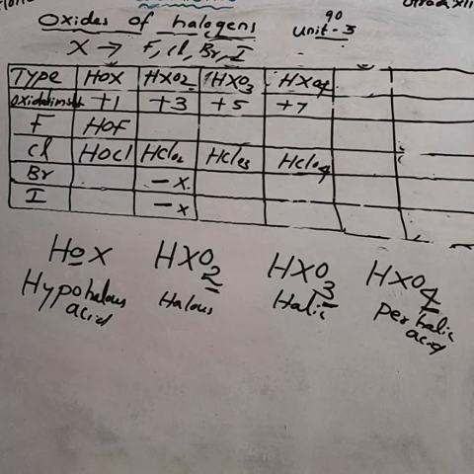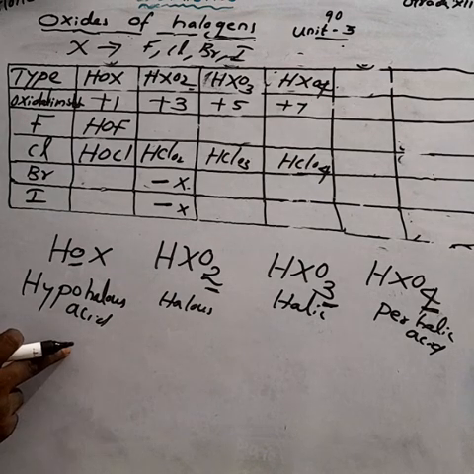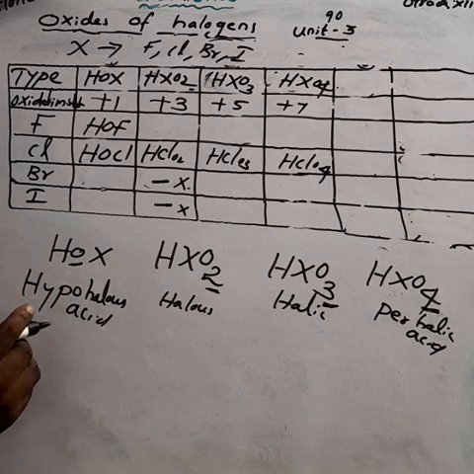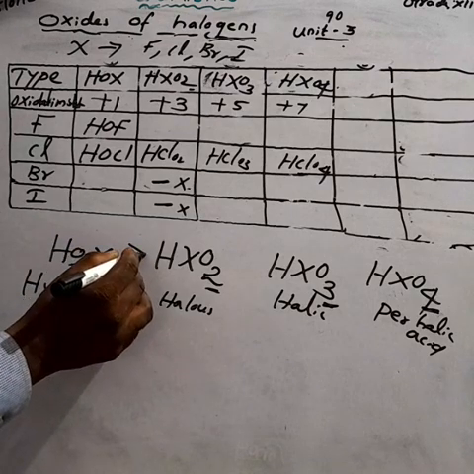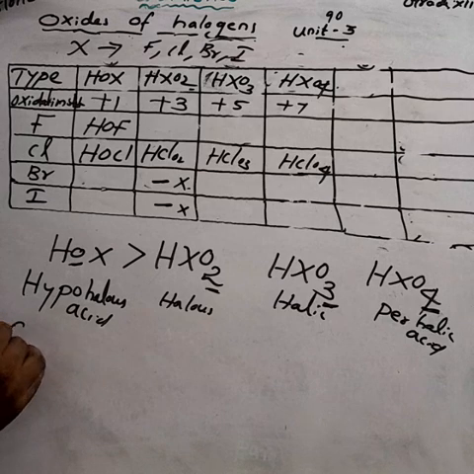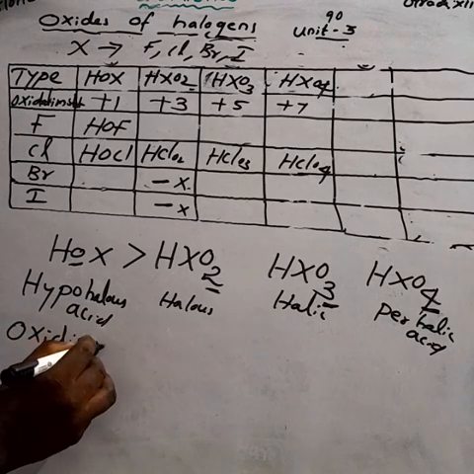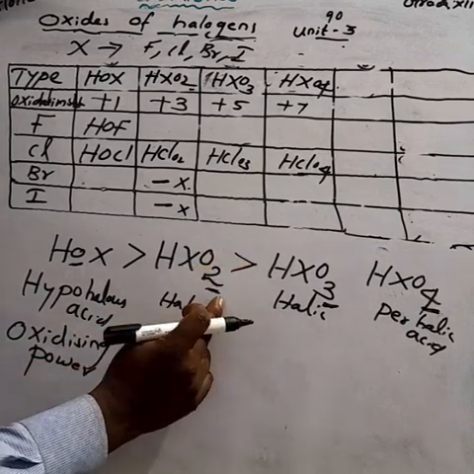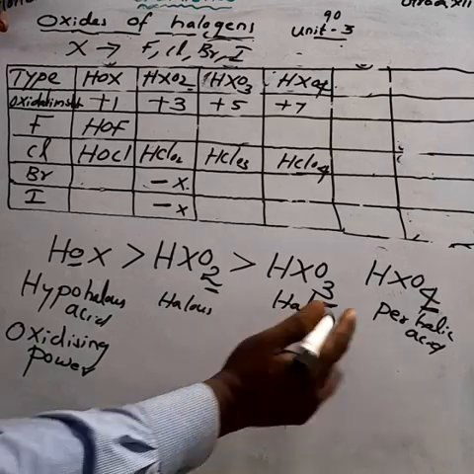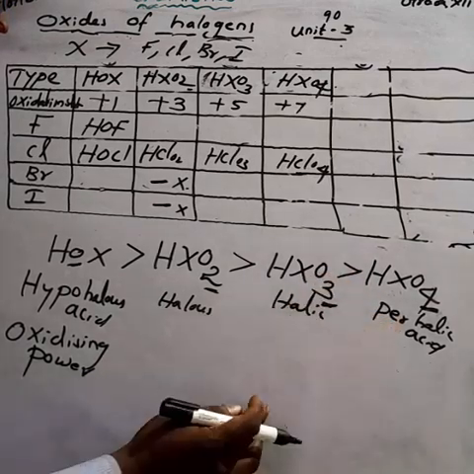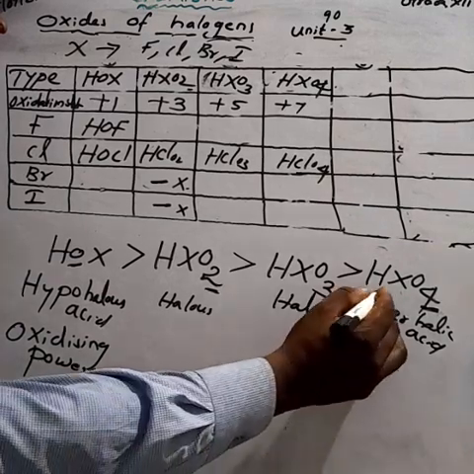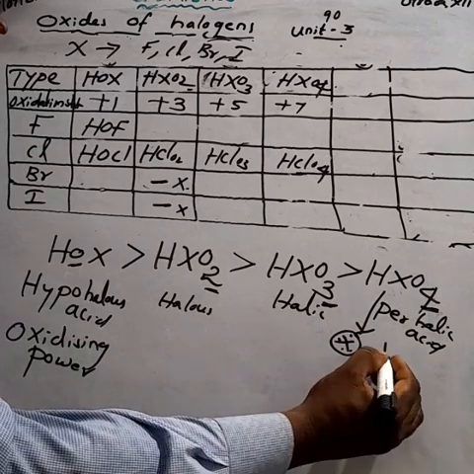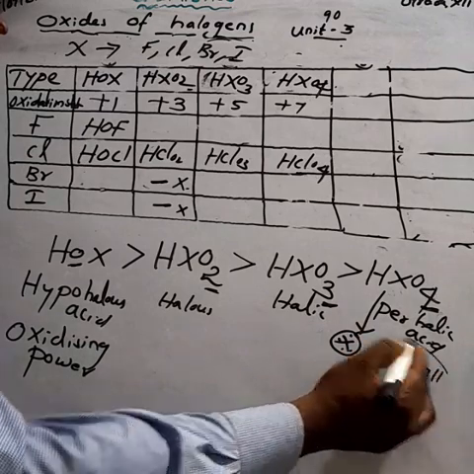The first one is hypohalous acid. The oxidizing power of hypohalous acid is greater than halous acid. The halous acid oxidizing power is greater than halic acid. The halic acid oxidizing power is greater than perhalic acid. So don't forget that for the one-word question. Perhalic acid's oxidizing power is very low, very small.